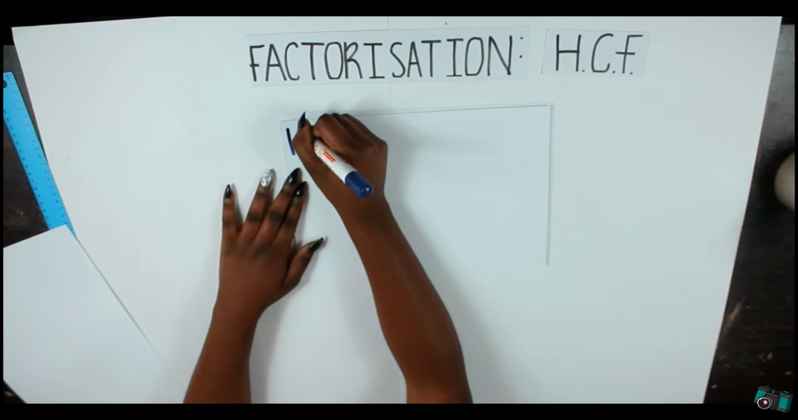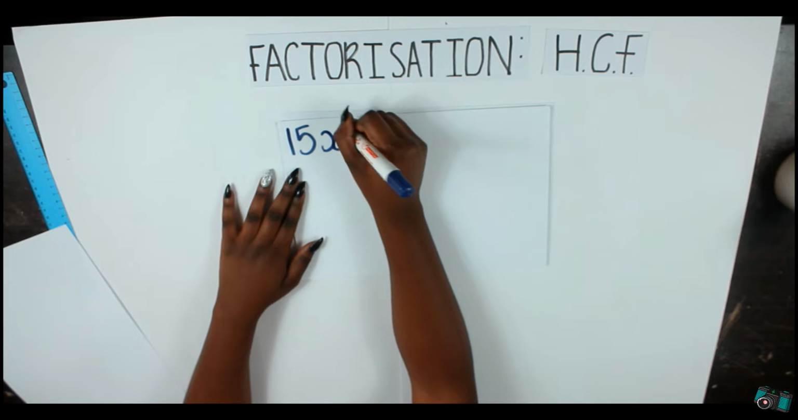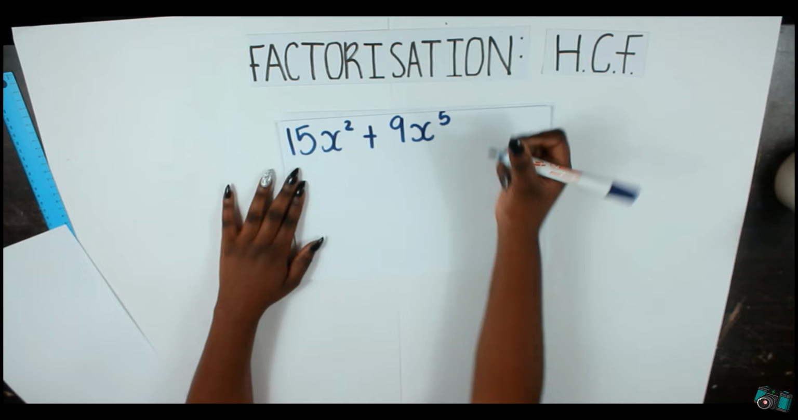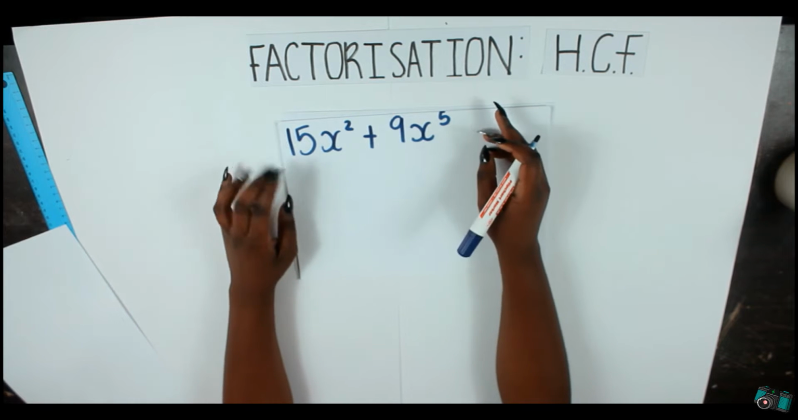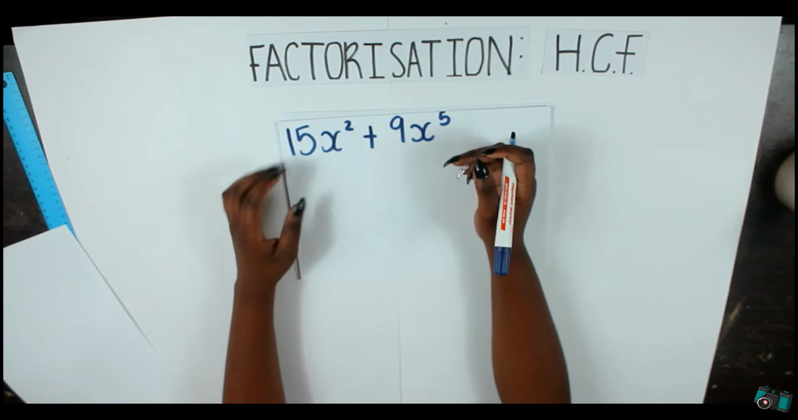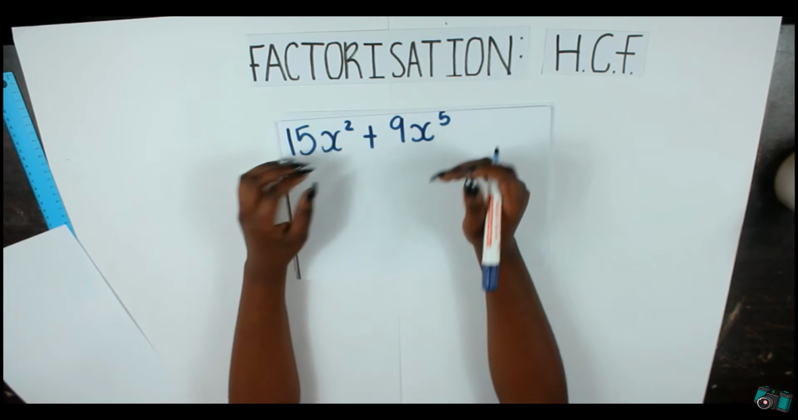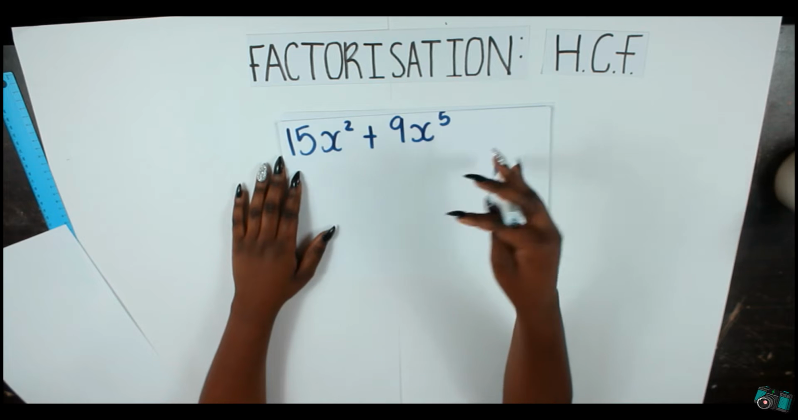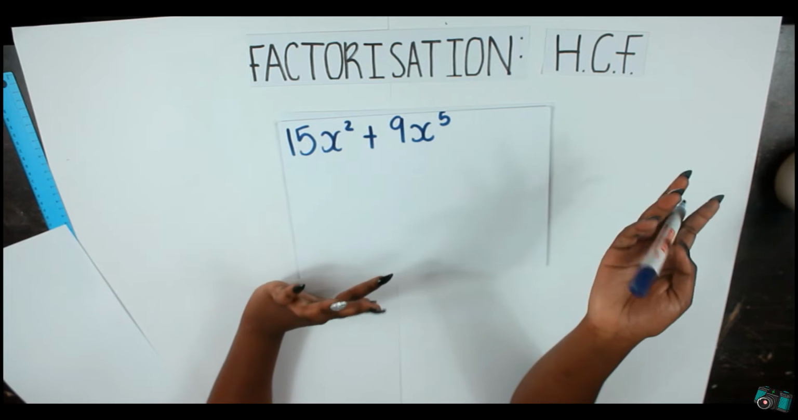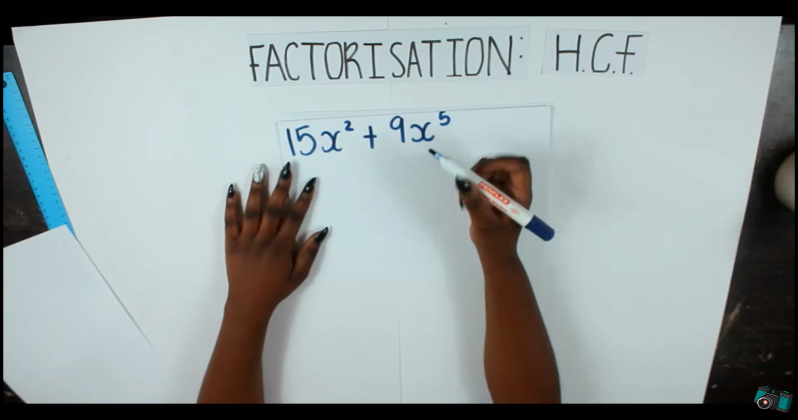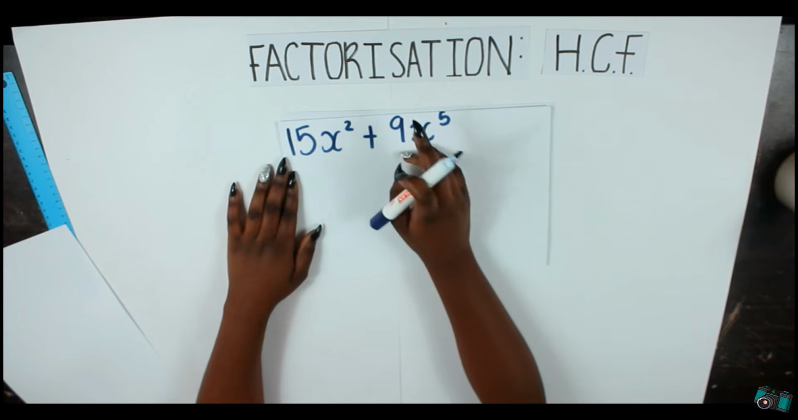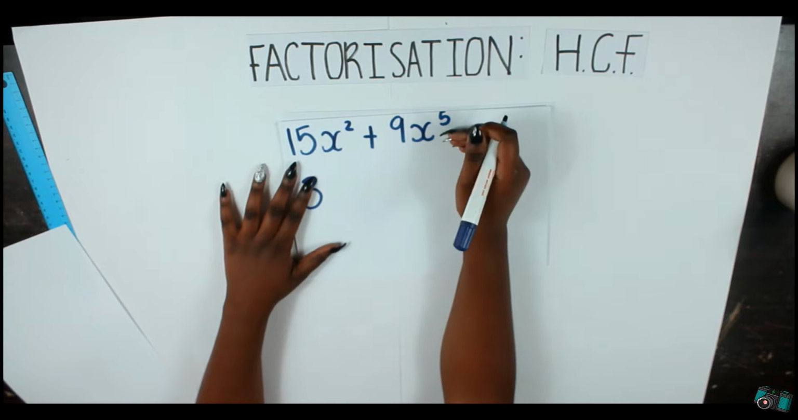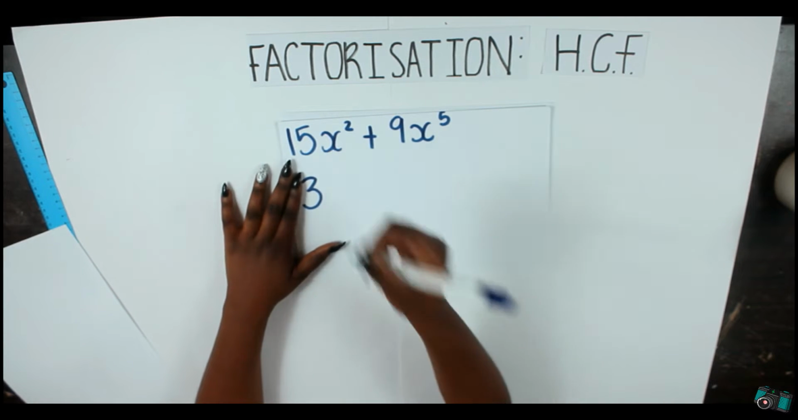So let's say you have 15x squared plus 9x to the power of 5. Now you have to think about a number that goes into 15 and 9, and then in terms of the exponents you have to choose the one with the lowest exponent. Okay, it being highest common factor, it's easier to remember highest common factor, so I'm going to choose the one with the lowest exponent. So what number goes into 15 and 9? Yay, 3.